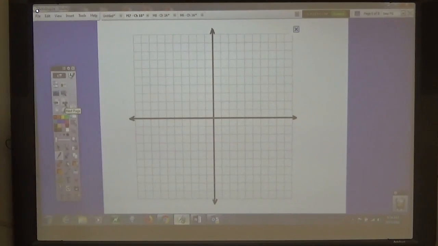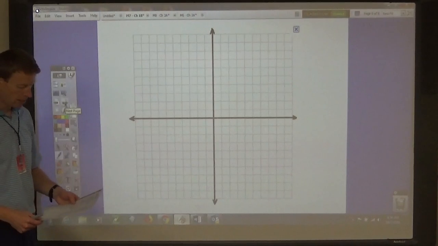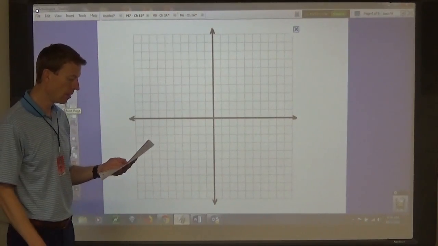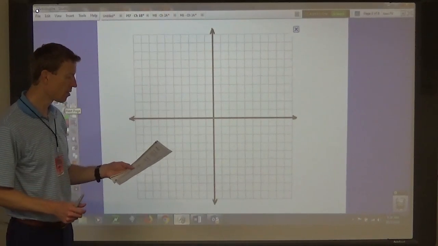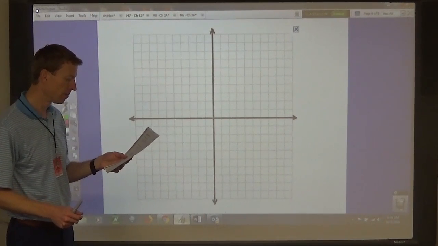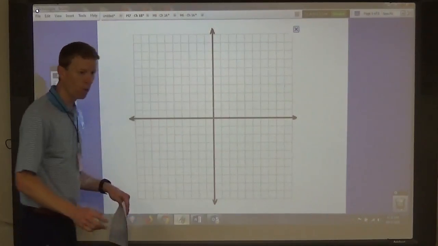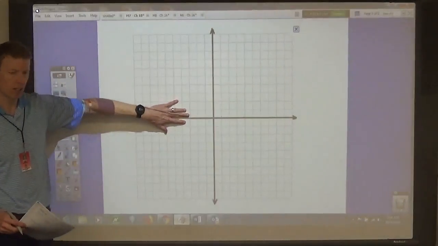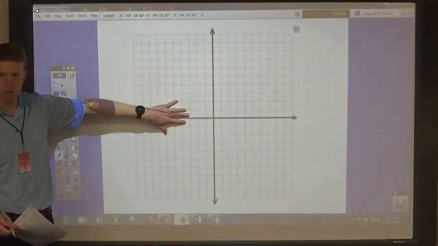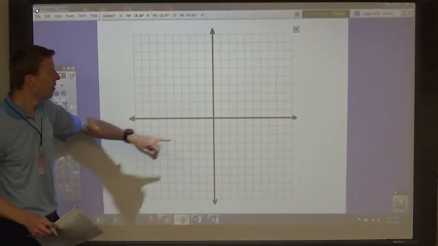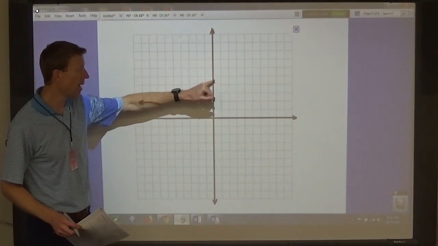Now, let's go to your assignment. This one has some points that are already marked. How do you write the coordinates for letter A? Now, first of all, when you are graphing, if you're given a blank graph like this, the first thing you have to do is label it. Alright? Now, you don't have to label every line.